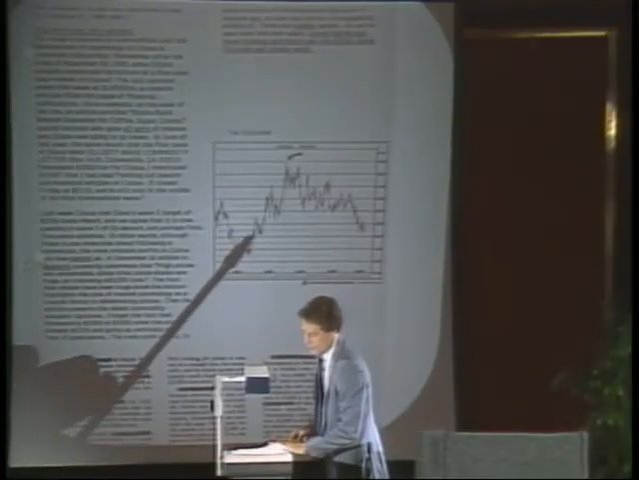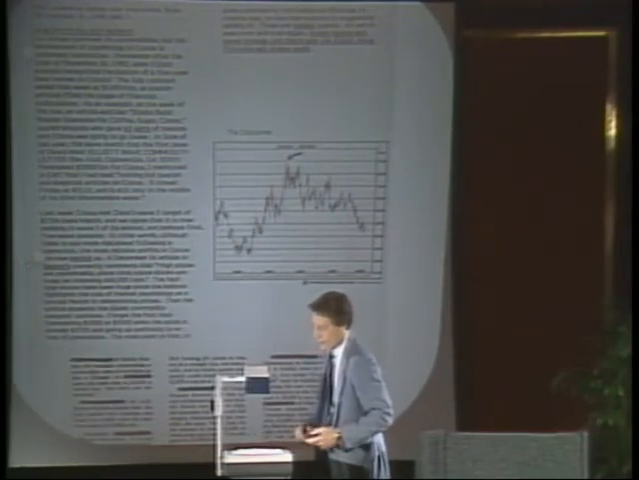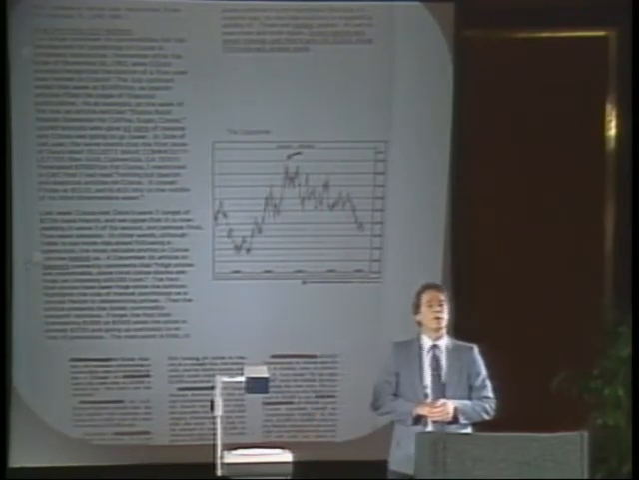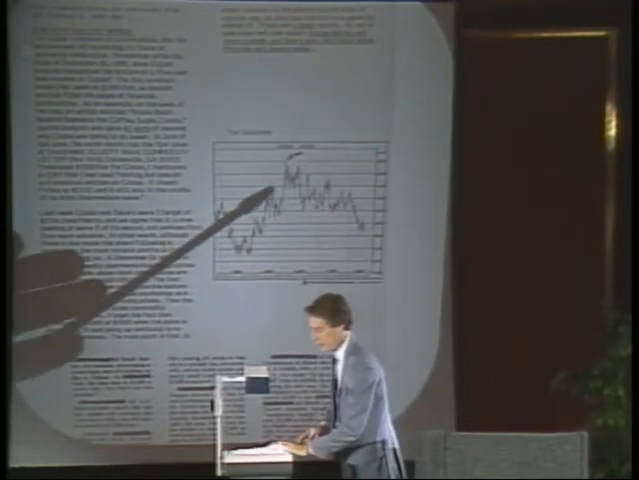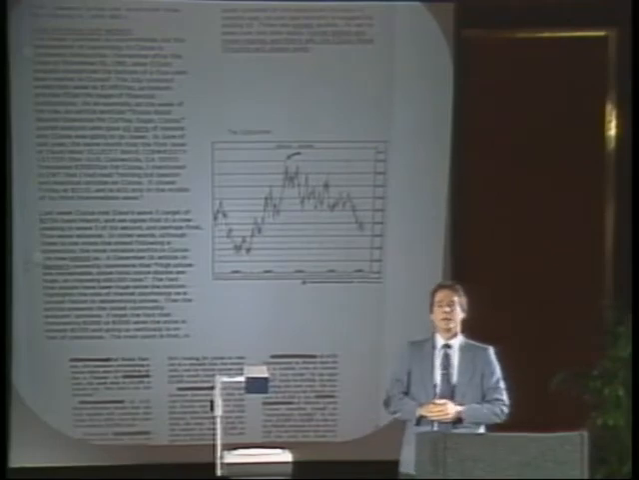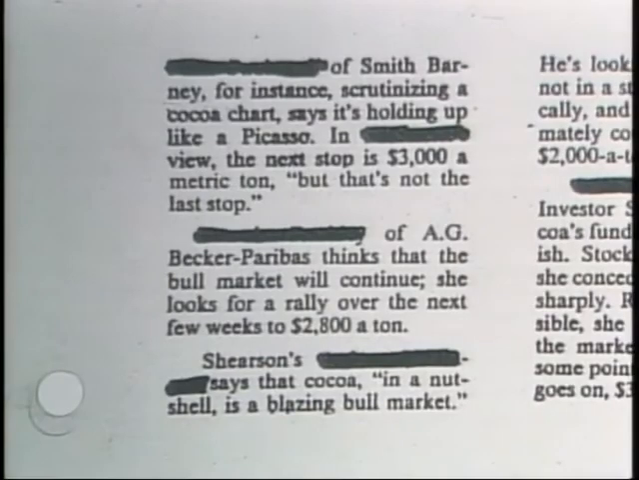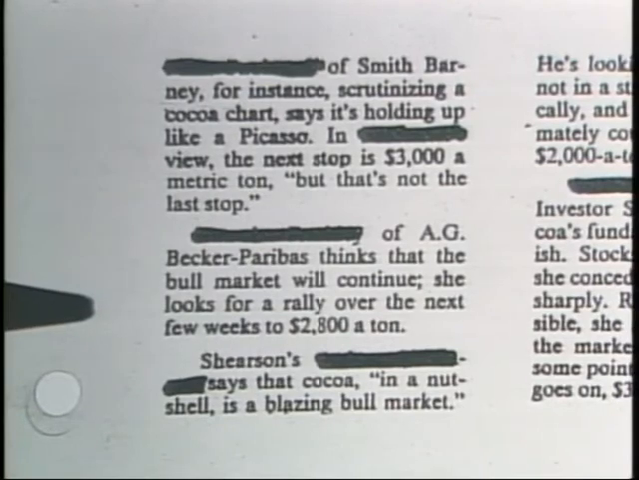Of course, the psychology had changed by this time. Now let's read what some analysts were saying when cocoa was at 2,700 and moving vertically. You see this advance here? That's just soaring straight up. So it's almost as if it's a gimme to make comments about how high it's going. It's holding up like a Picasso, one guy says. The next stop is 3,000. This person is looking for a rally over the next few weeks of 2,800.